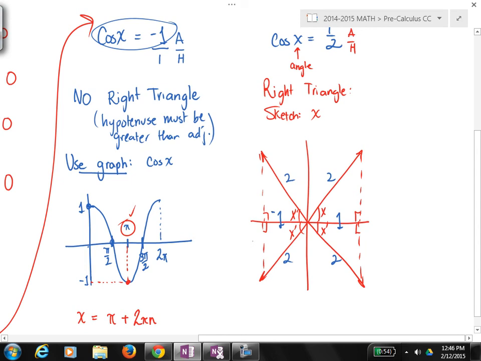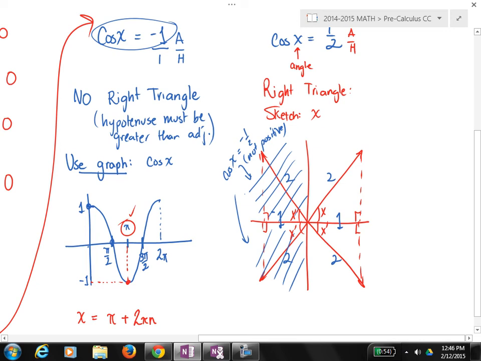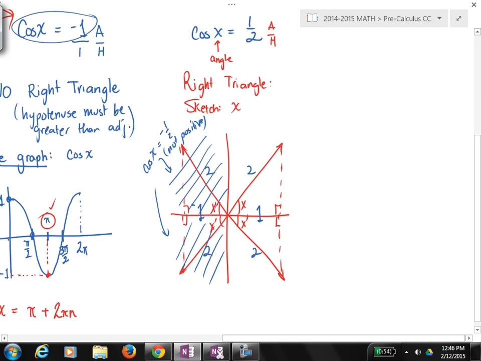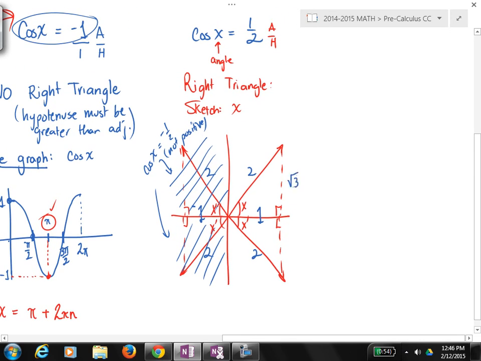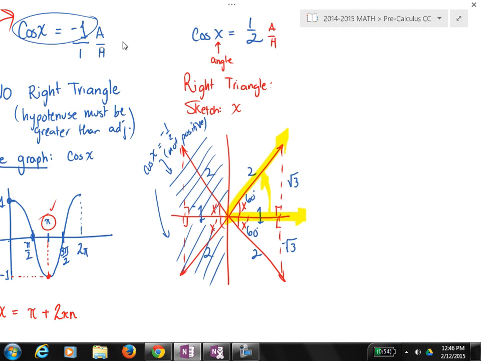This one has to be negative, so I'm going to eliminate these quadrants already. And again, I can put on here cosine of x is negative 1 over 2, not positive, which is what the problem requires. And we've done this already. This is square root of 3, so this is 60, this is 60. Starting from here to this terminal side, that is 60 degrees.